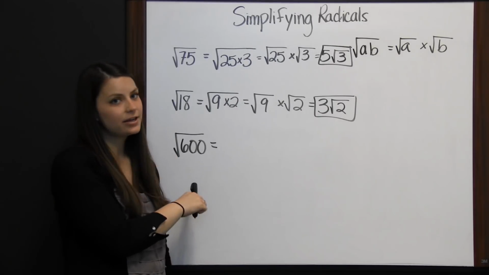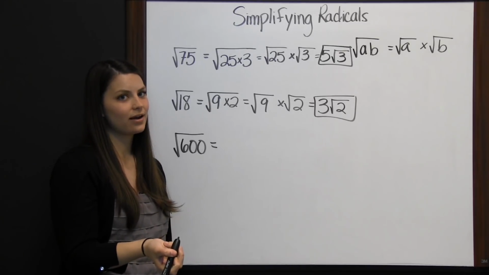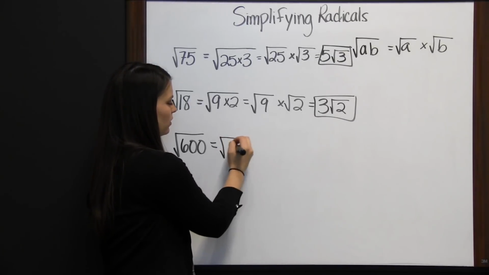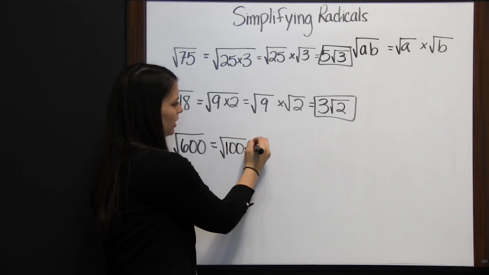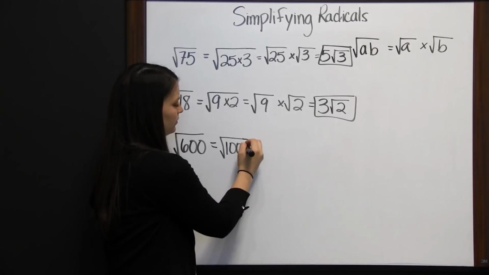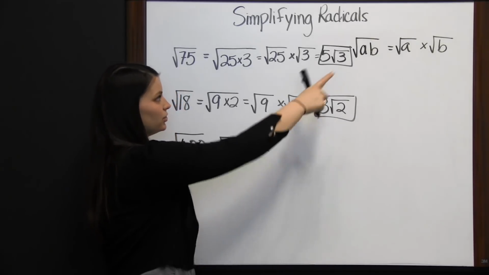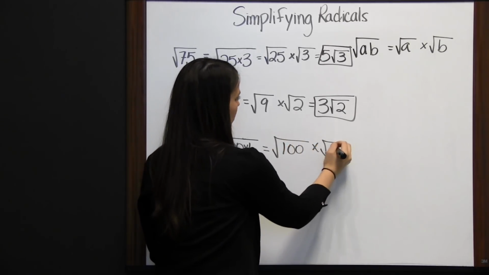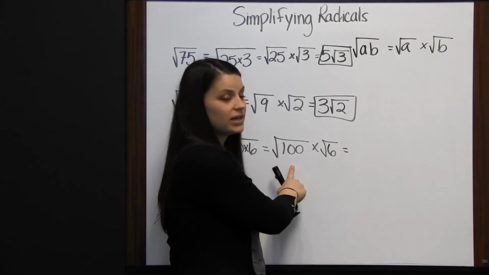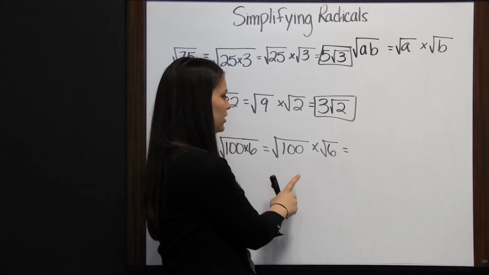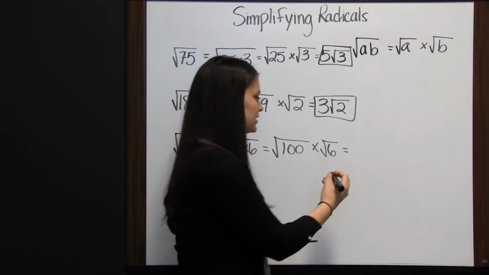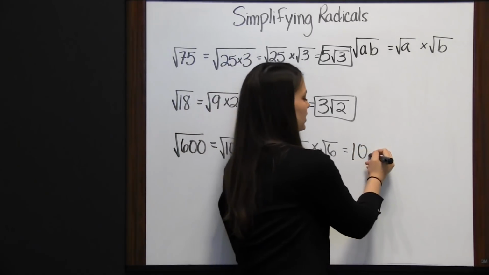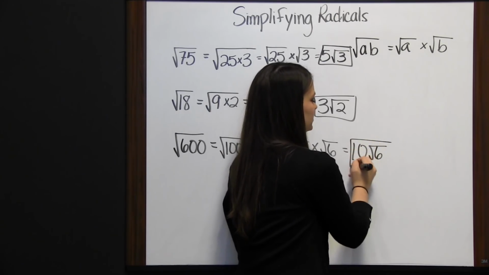So again, 600 is not a perfect square, but it does contain a perfect square. So I'll rewrite this as the square root of 100 times 6, 100 being our perfect square. And then I can use my rule again and write it as the square root of 100 times the square root of 6. And we can take the square root of 100. The square root of 100 is 10, since 10 times 10 is 100, times the square root of 6, 10 square roots of 6.